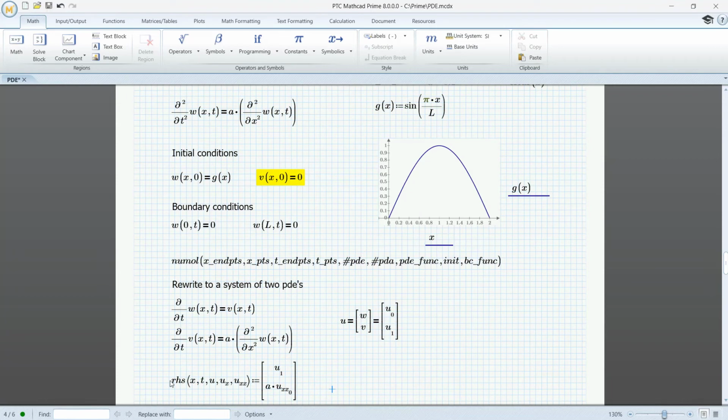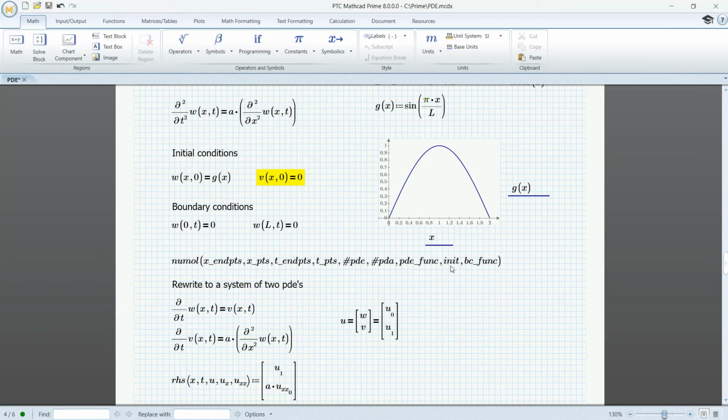So the PDE function is RHS, a function of x, t, u, ux, and uxx. Let's take a look at the system. The first equation has a v on the right. This is u1. The second equation is a times the double derivative of u, and the double derivative of u with respect to x is a vector, and we'll take the first component of that vector.